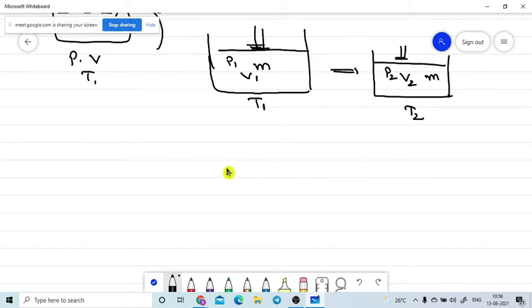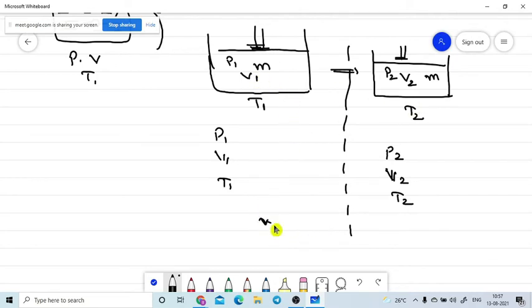Now what does it mean? While I am performing this experiment, which parameters are changing? P1, V1, T1 are changing, and here P2, V2 and T2 are changing. But in these two experiments, one of the parameters is constant, that is M is equal to M only. Is it correct or not?